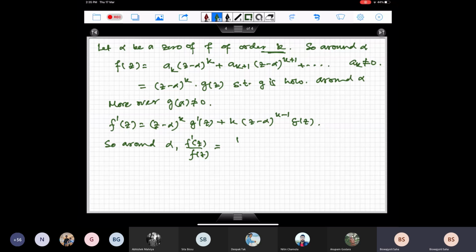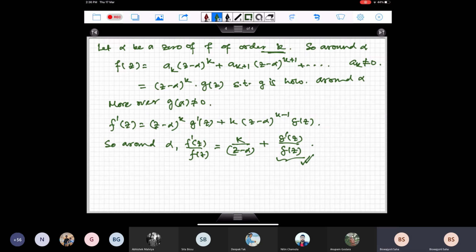1 upon... it's coming out to be k upon z minus alpha, and then g prime z divided by g z. All of you agree to that? Yes, sir. Okay, so now around alpha, what can you tell about this function g prime upon g? Holomorphic. This is holomorphic because g of alpha is not equal to 0. So this guy is holomorphic around alpha.